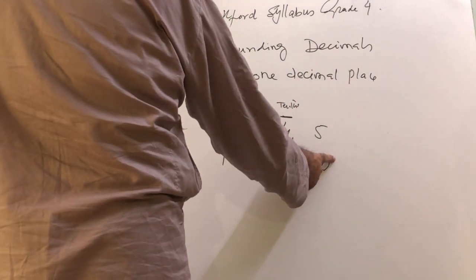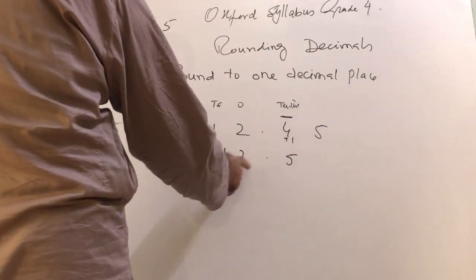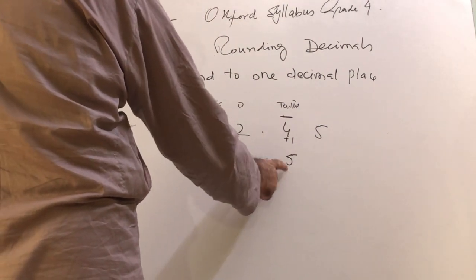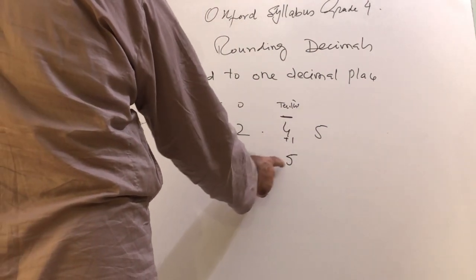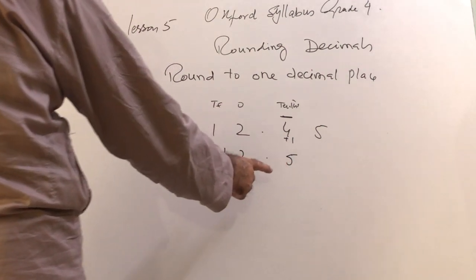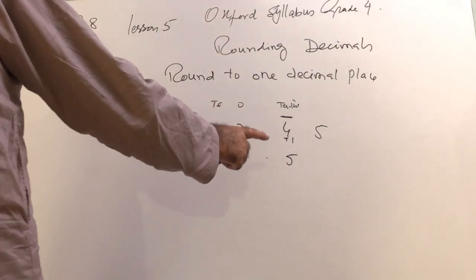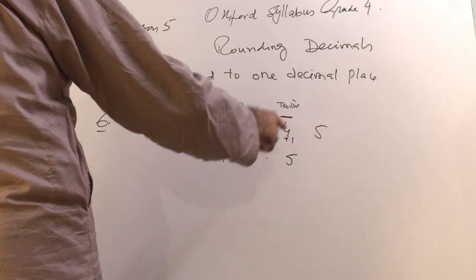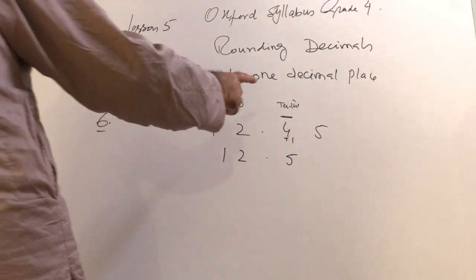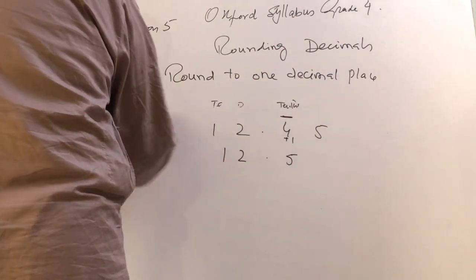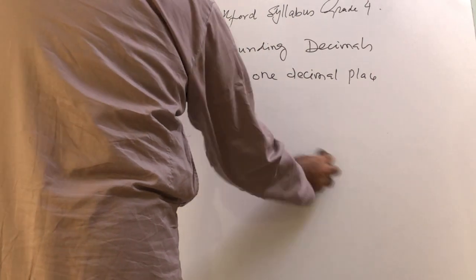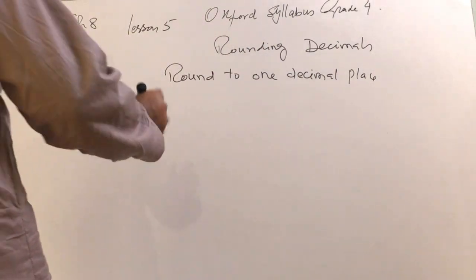When it is 0, you can remove this. So you can see this is one decimal place. After the decimal, only one figure is there. So this is called rounded to one decimal place, and this is also called rounded to nearest tenth. Okay. So this was question number 6. Now we talk about question number 7.